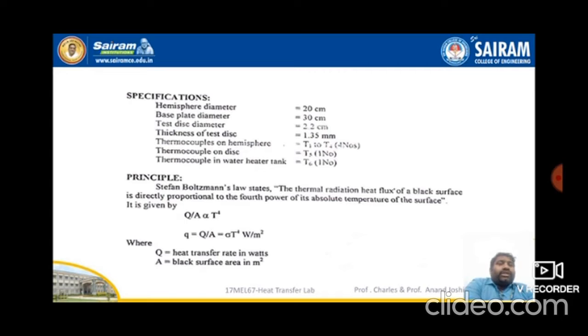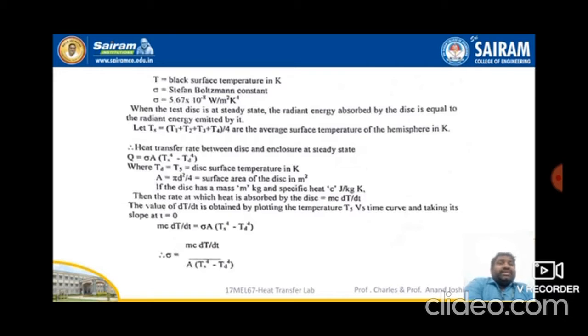If you remove the proportionality, you get one constant term, that is sigma, and the unit is watt per meter square, where capital Q is the heat transfer rate in watts and A is the black body surface area in meter square, and T is the black surface temperature in Kelvin and sigma is the Stefan-Boltzmann constant, and the value is fixed, that is 5.67 into 10 to the power of minus 8 watt per meter square Kelvin to the power of 4. This sigma value we are going to find out. We have to prove it.